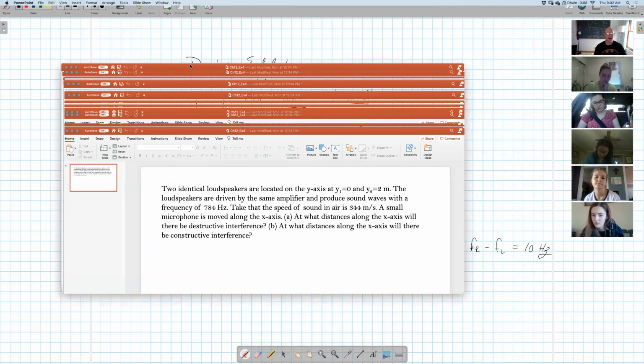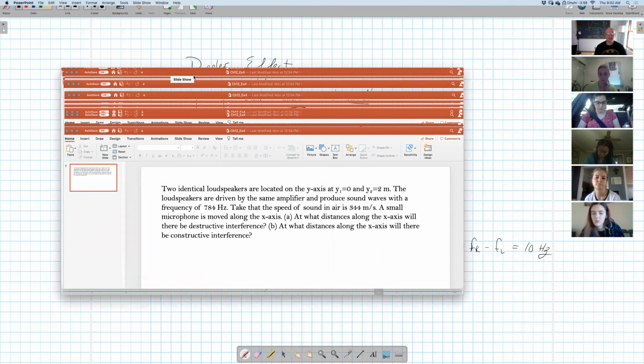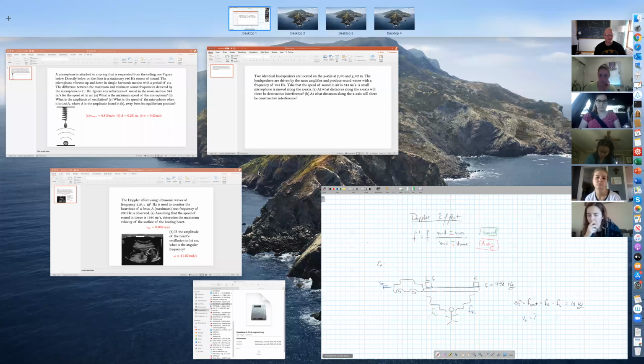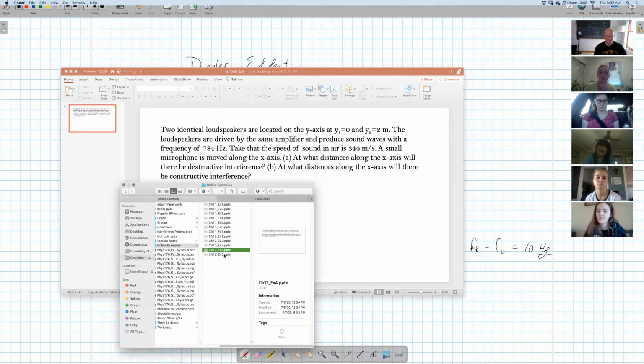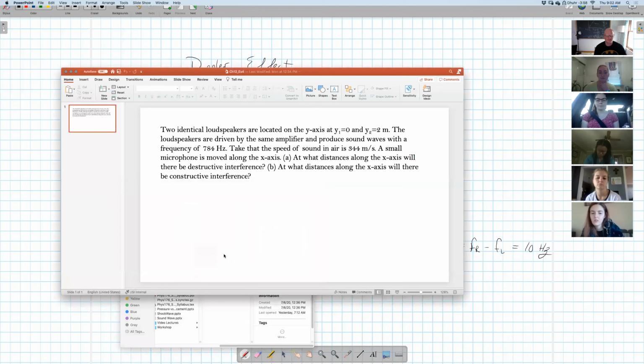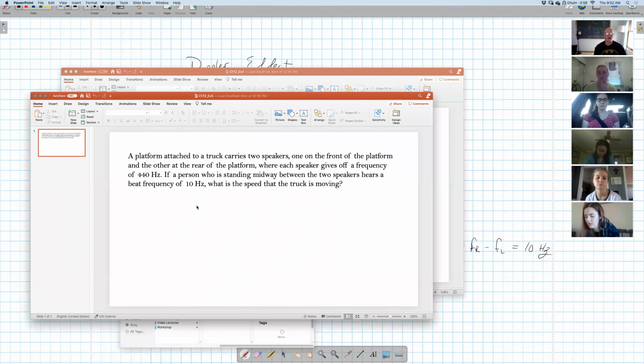So this says that we have 2 identical loudspeakers. Oops, no, that's not the one I want. Sorry. Sorry. Is it this one? There we go. Sorry about that.